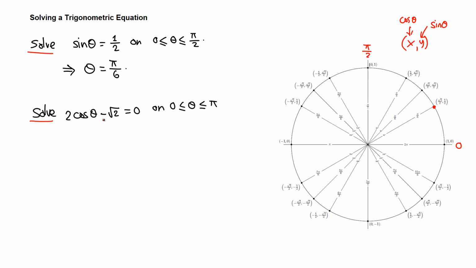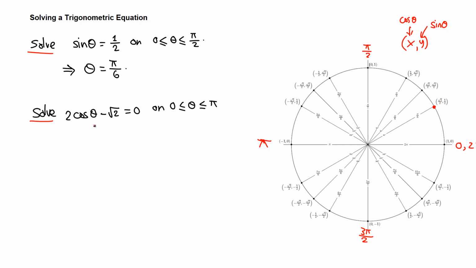Let's look at the next example. 2 cosine theta minus root 2 equals 0, and theta is in between 0 and pi. If we come back here and look at the unit circle, 0 on the top, pi over 2, this is pi, 180, and this is 3 pi over 2, 270 degrees, and back to 2 pi there.